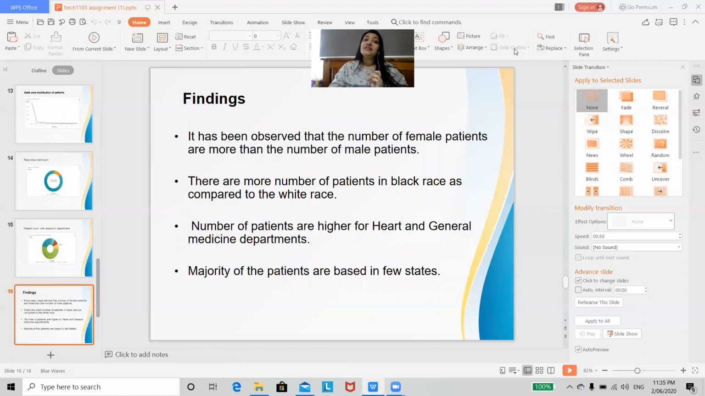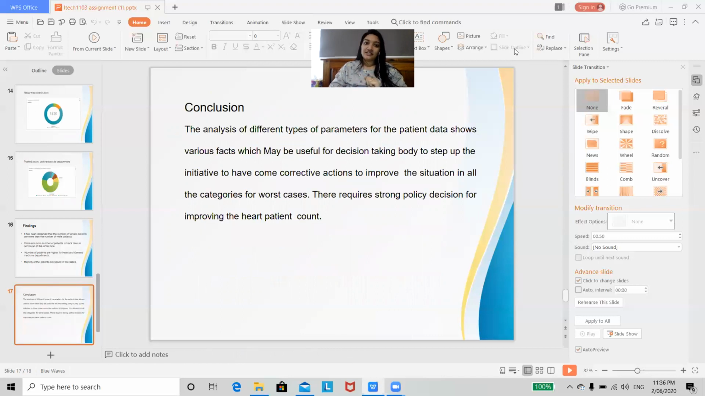Findings: it has been observed that the number of female patients is more than the number of male patients. There are more patients in the black race as compared to the white race. The number of patients is higher for heart and general medicine departments. The majority of the patients are based in a few states. These are the findings, and the conclusions are as follows.